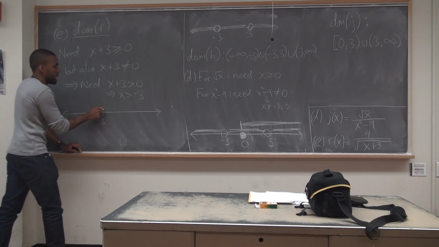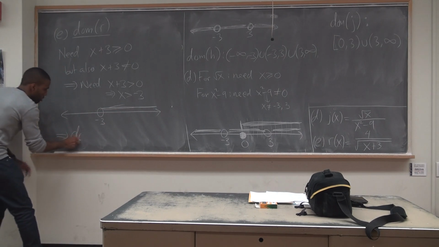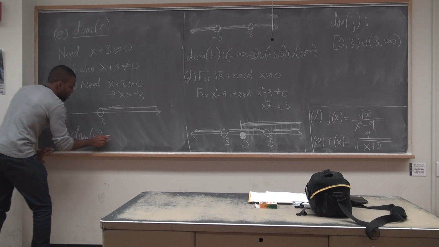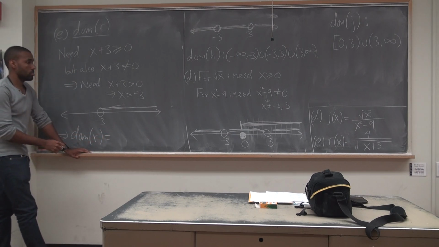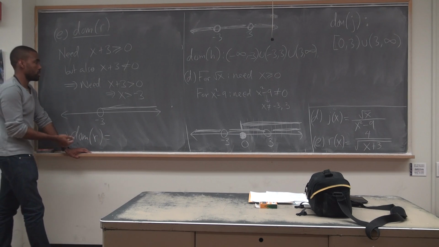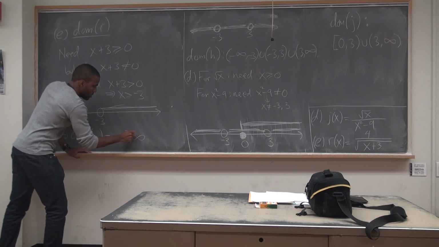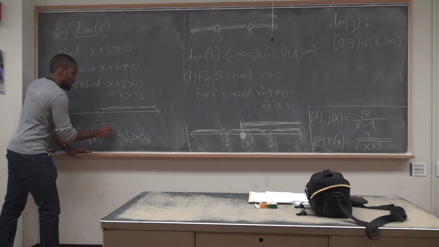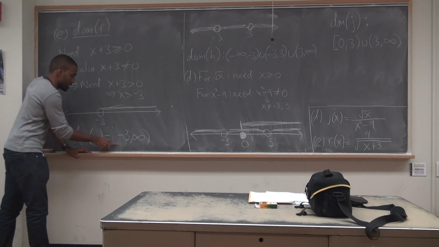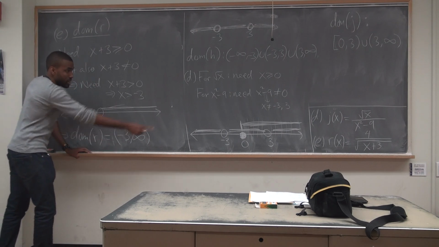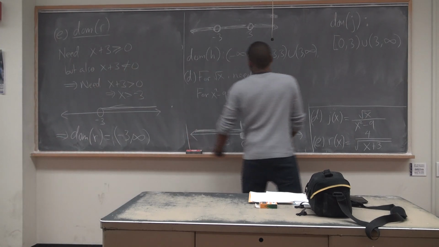So it means x has to be strictly bigger than minus 3, which means the domain of R is, what's the domain of R? Negative 3 to infinity, like that? No. Negative 3 is not included, because if I plugged in a negative 3, I'd actually get 0 in the denominator, which is very, very, very bad.